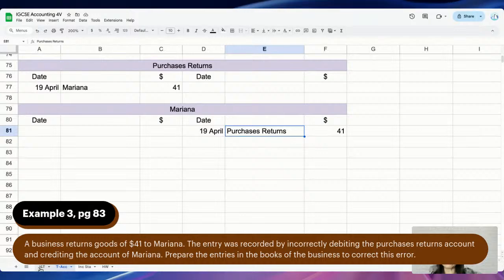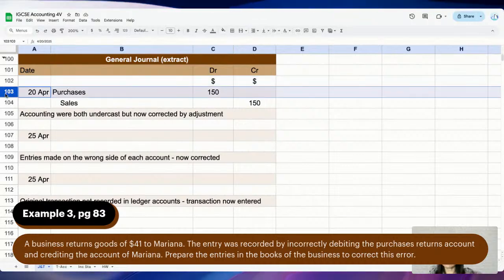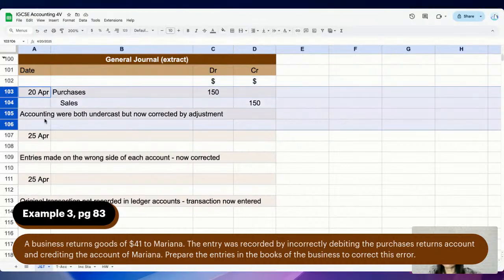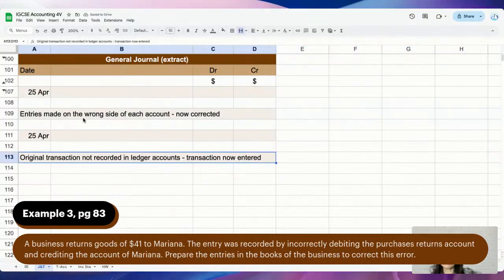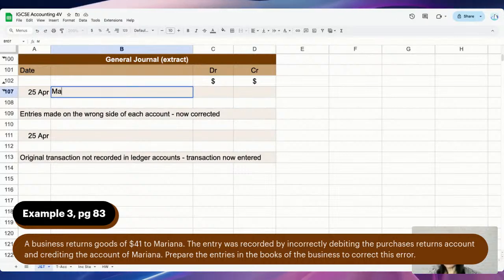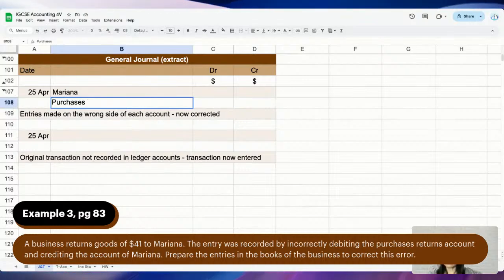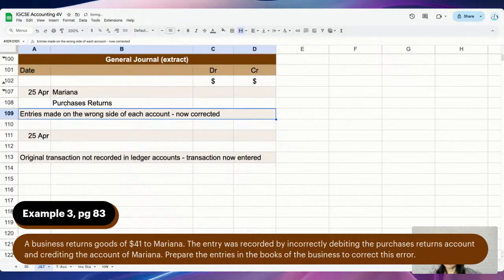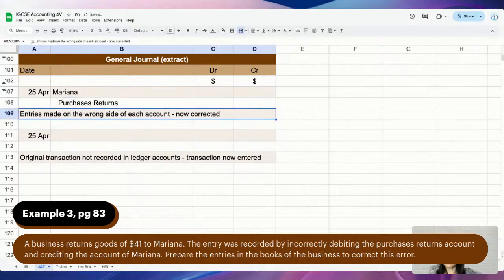Again, we need to start with the general journal. All right, so have a look. I hide this to avoid some confusion. Okay, so for this case, I need to make the correct double entry. What I will do is debit Mariana and then credit purchases return. And I need to move in a little bit because this is a credit entry.